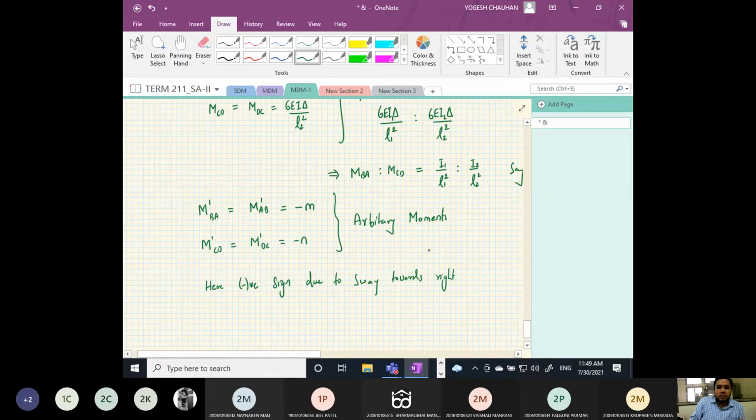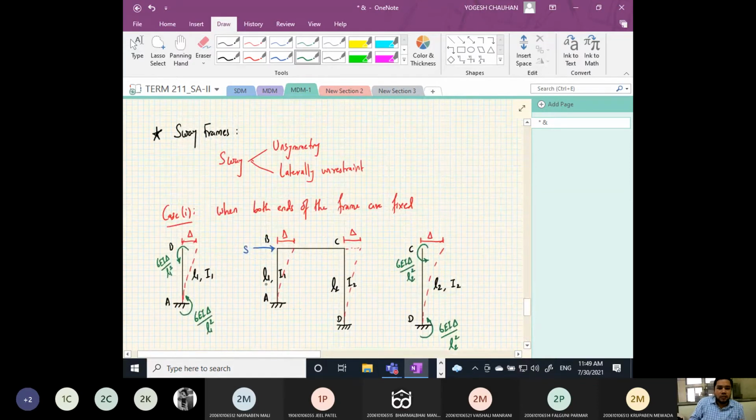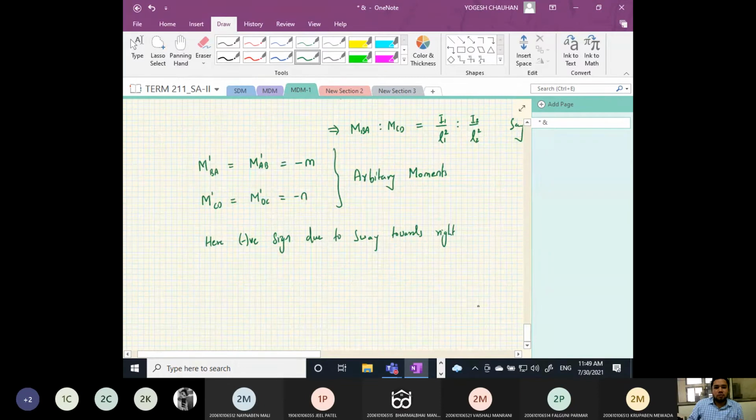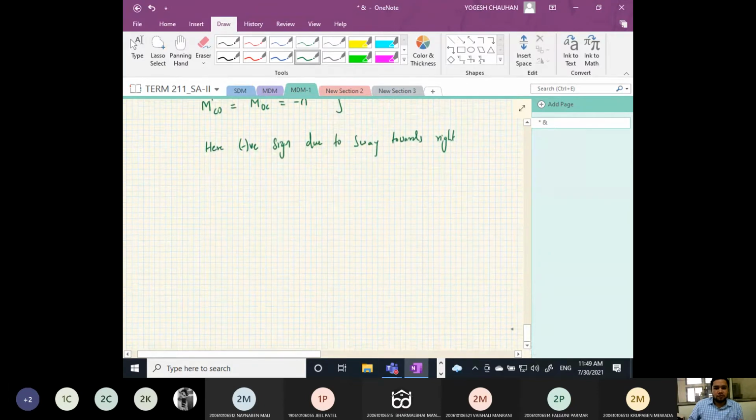If the frame sways towards the left, then you have to take this as positive, because when the frame sways towards the left, the frame will rotate in anti-clockwise direction, and the moment developed or moment induced will be in clockwise direction. So in that case you have to take positive as per our sign convention.